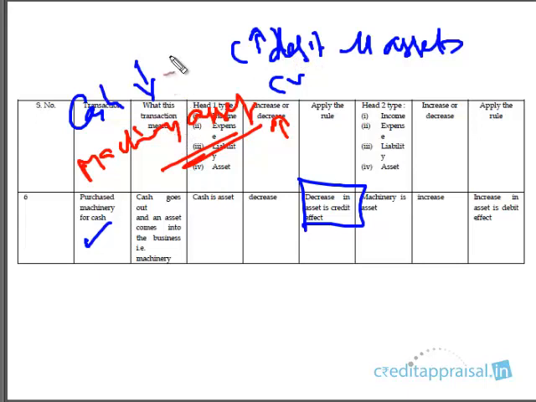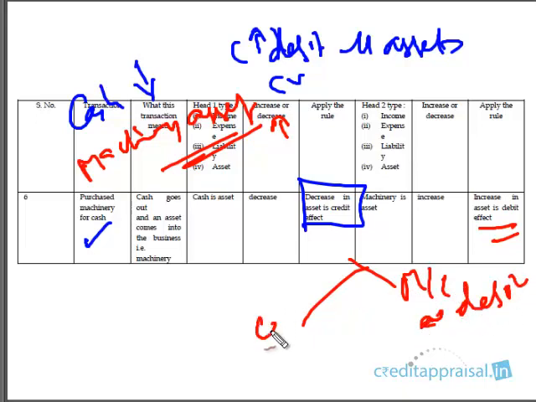So cash is decreasing, machinery is increasing. So we debit all increase in assets, right? So this is a debit effect. Machinery is an increase, so this is a debit effect, and we have a cash effect, that is the credit, right? So it's a good example where both the same heads are affected, that is the asset head. Earlier we have seen examples where liability is one head and the asset is the other head. In this example both are assets, but one is increasing and the other is decreasing, right?